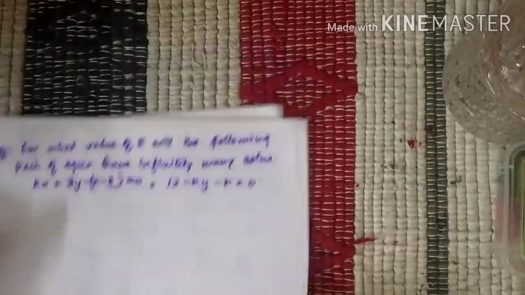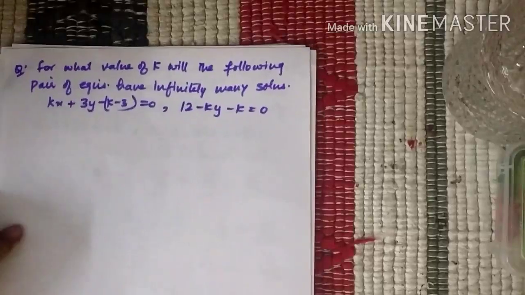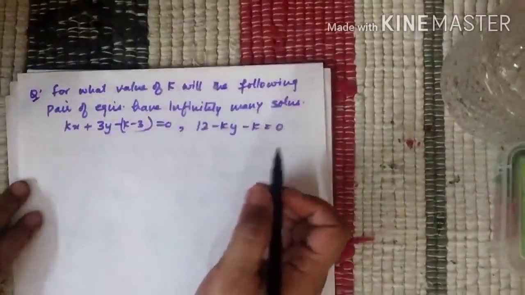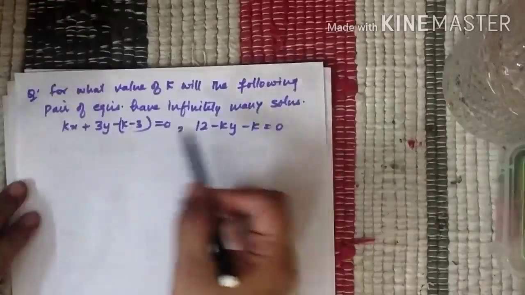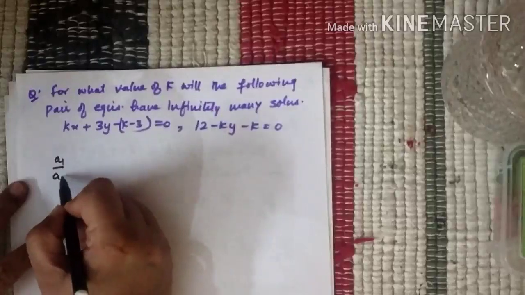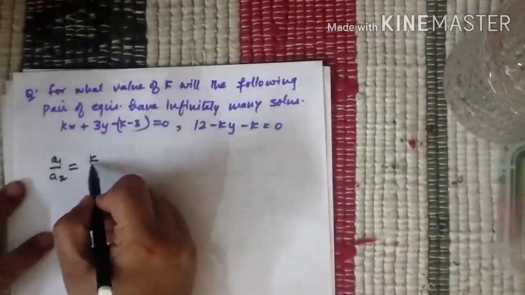Let's take one more. For what value of k will the following pair of equations have infinitely many solutions? Now what do we do for infinite solutions? First let's write the equations. The equations are already in the standard form. Now let's find out what is a1 by a2. a1 by a2 here is k by 12.